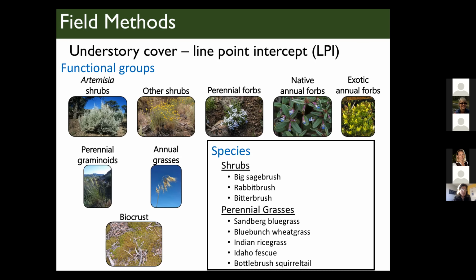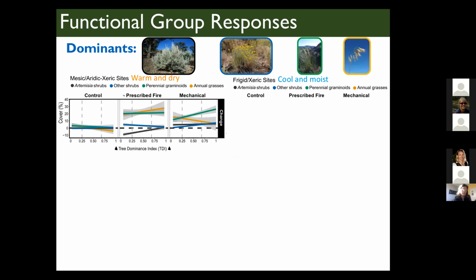So we're going to jump into the results here, and these graphs will get a little bit busy, but I'm going to walk you through them so it's pretty easy to understand. So always on the left-hand side, I'm going to have the warm and dry sites. On the right-hand side will be the cool and moist sites. So we're going to start off with the dominant functional groups.